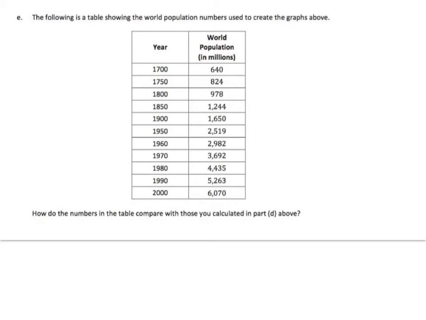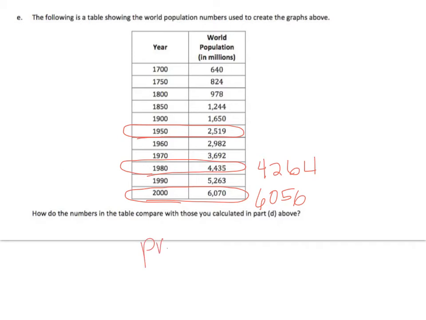So the following table shows the world population numbers used to create the graph above. How do the numbers in the table compare to those you calculated in part D above? 2000, 1950, and what else did we calculate? This one. If I look at my calculation for 1980, I had 4,264, and this one, 6,056. Pretty darn good, right? I think they're all reasonably close.